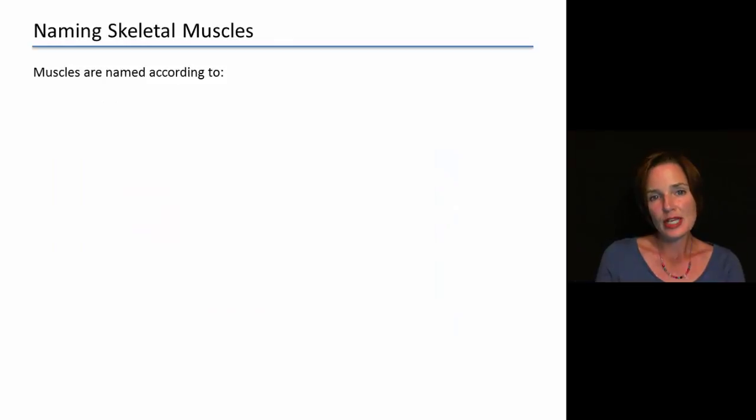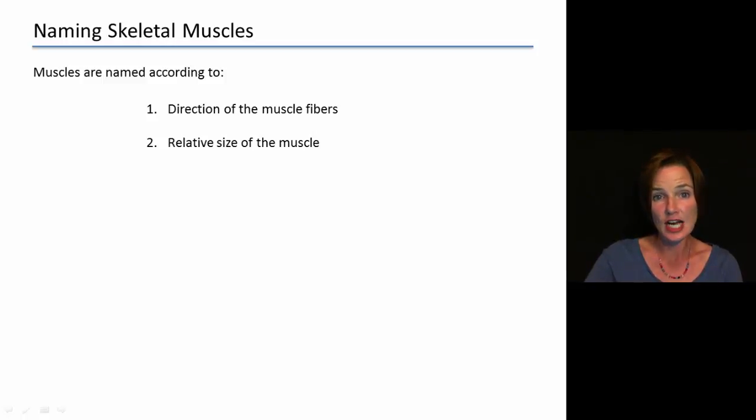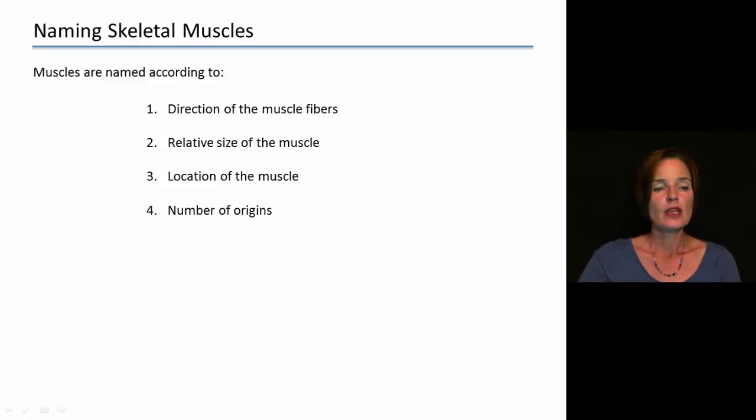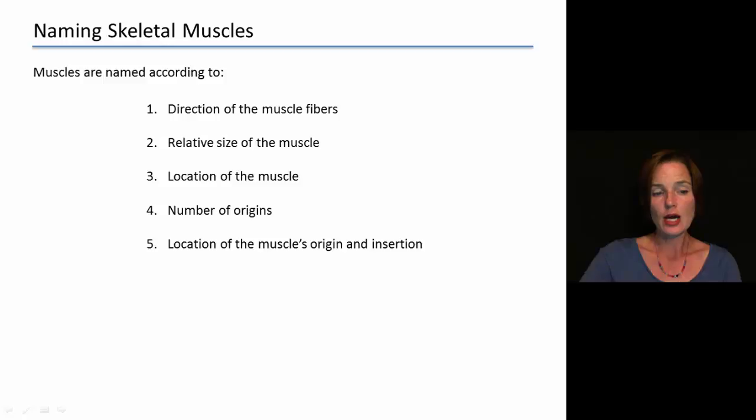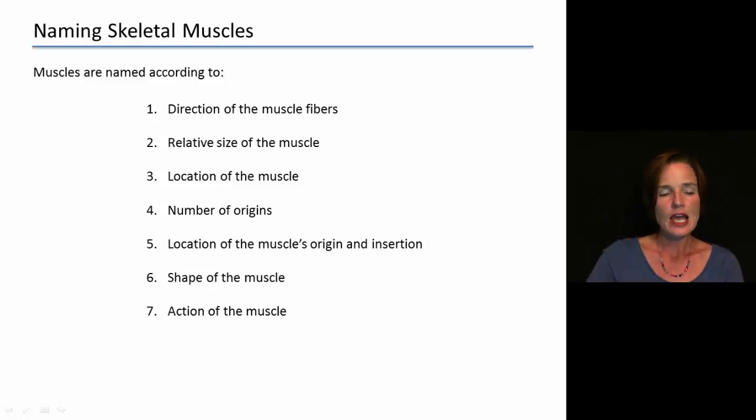If we get into the actual naming of the skeletal muscles, muscles are going to be named according to several features. One thing is that they are named according to the overall direction of the muscle fibers. They are named according to the relative size of the muscle. We can talk about the location of the muscle, the number of origins that are there, in some cases the location of the muscle's origin and also its insertion. And we can also talk about the shape of the muscle. That can certainly be something that is included in the name. And lastly, the overall action of the muscle would contribute to the overall name that we end up coming up with.